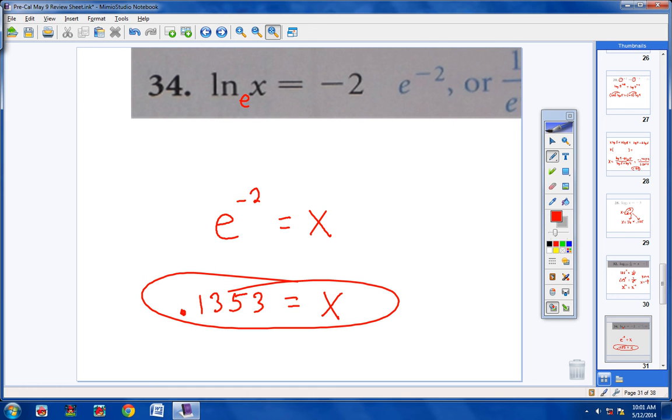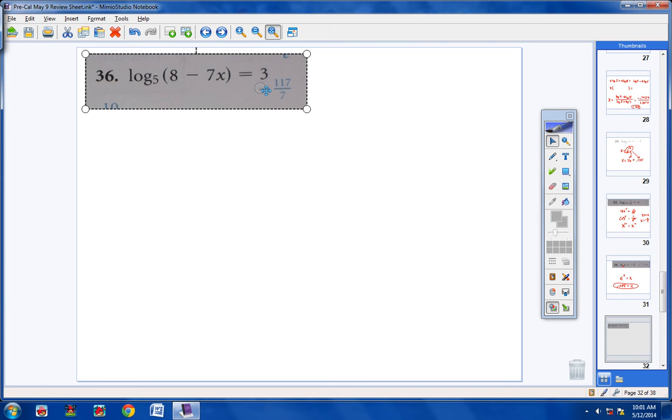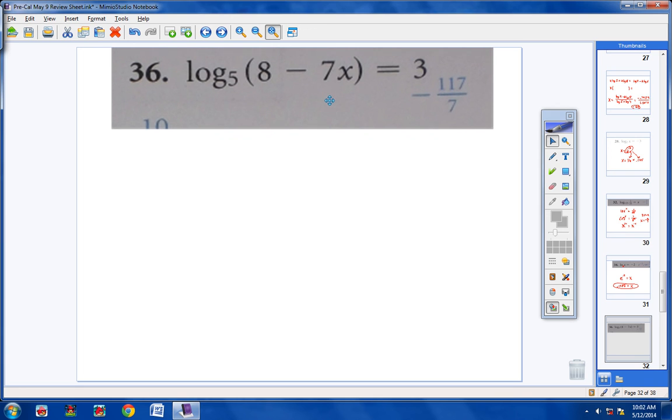All right, moving on to number 36. I'm really getting emotional. It's getting toward the end of our last review. See, the emotion I'm feeling is joy, pure bliss.